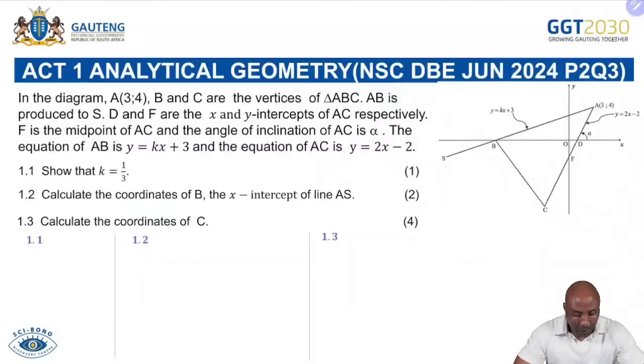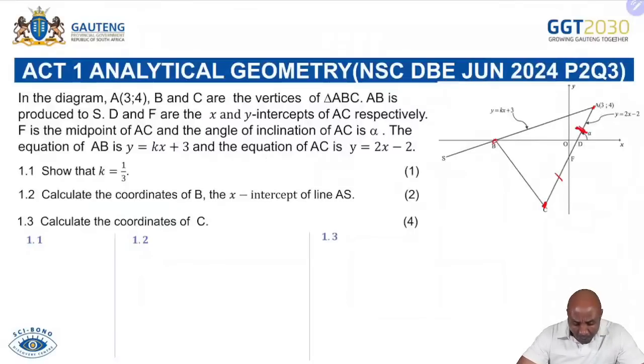Welcome back. Now, please read the statement before you go for the questions. In the diagram, A with coordinates (3; 4), B and C are the vertices of a triangle ABC. They form that triangle. D and F are the x and y intercepts of AC respectively. F is the midpoint of AC. So we know that the distance FC is equal to the distance AF. It's the midpoint.